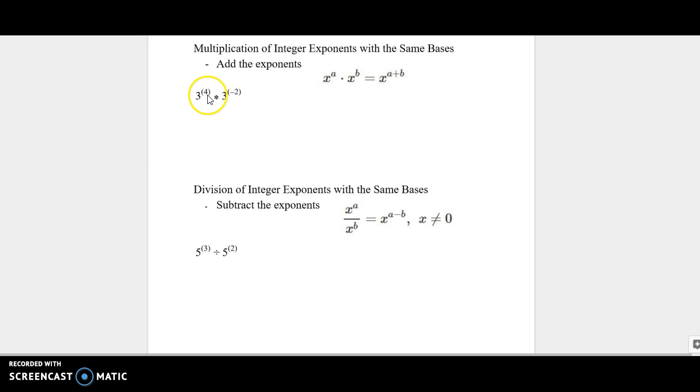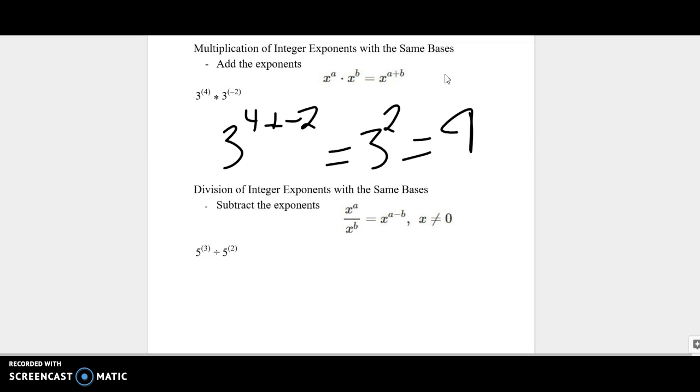And in this example, we have 3 to the 4 times 3 to the negative 2. So that would be the same thing as 3 to the 4 plus negative 2, which is equal to 3 squared, which is 9.